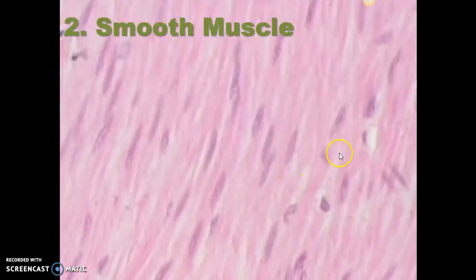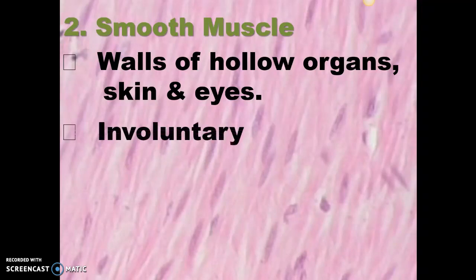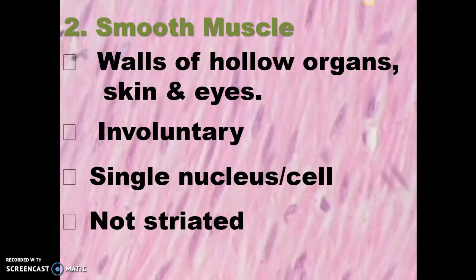Smooth muscle is just that. It's smooth. It's not striated. Got big nuclei inside there, spindle-shaped. Pretty easy to tell once you realize it lines the walls of hollow organs, skin and eyes, so your esophagus, your intestines, all that smooth muscle. You don't think about closing your eyes. You don't think about digesting once you swallow. It's all involuntary. That means you don't think about it. Single nuclei per cell, and it's not striated.